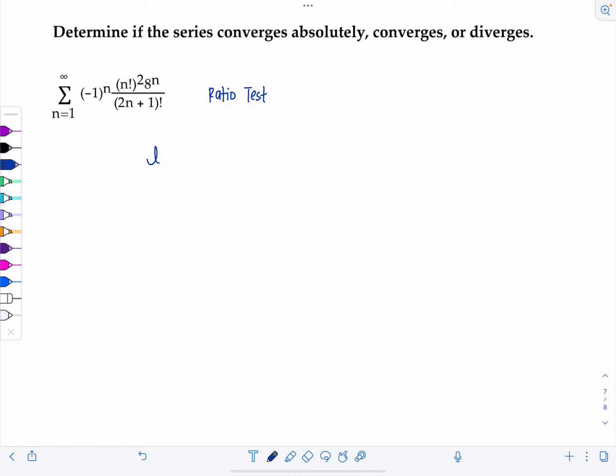So we're going to take the limit as n goes to infinity of the absolute value of a_(n+1) over a_n. When you take the absolute value of the terms, this alternating portion will go away, so I'm not even going to bother writing it out. So this is the limit as n approaches infinity of the absolute value. For a_(n+1), I'm going to substitute in n + 1 everywhere.